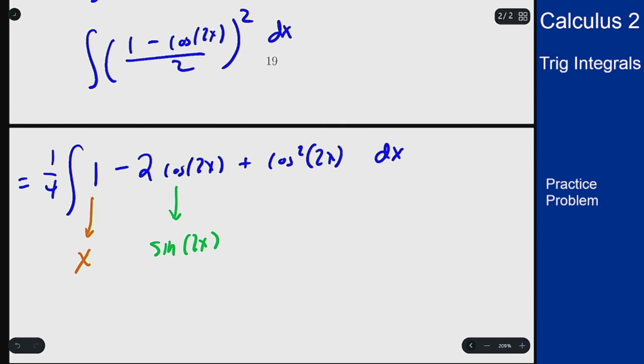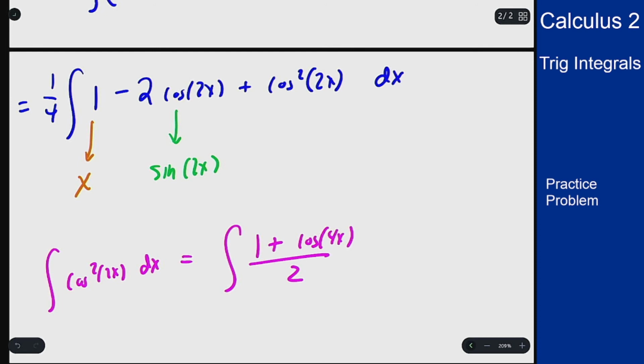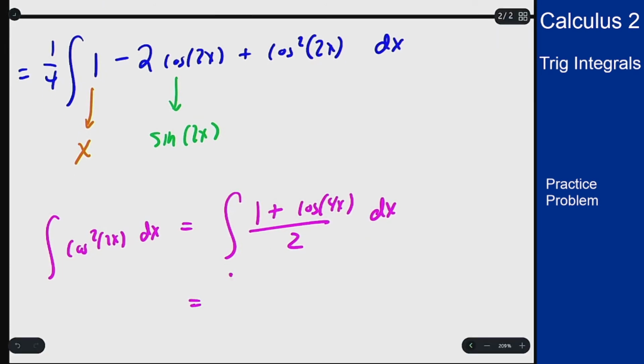But for this last part, I need to use another half angle formula. So cosine squared of 2x, I'll do separately here. I can rewrite as the integral of 1 plus cosine of 4x over 2, because if I get rid of a squared, I double the input angle. And integrating this gives me a 1/2 x plus a sine of 4x over 8. Differentiate that will give me a cosine of 4x over 2 plus c. So I'm going to put that up in here.